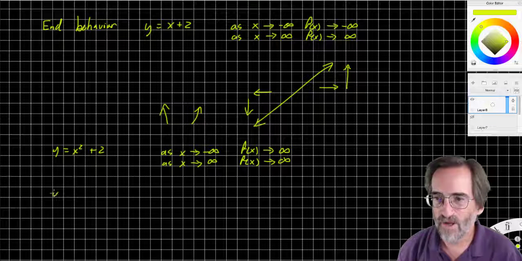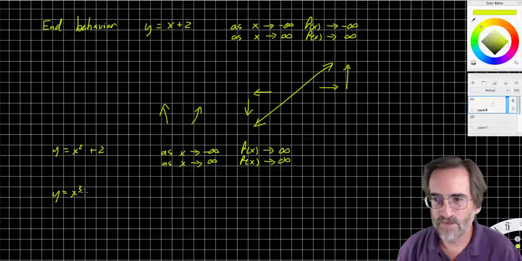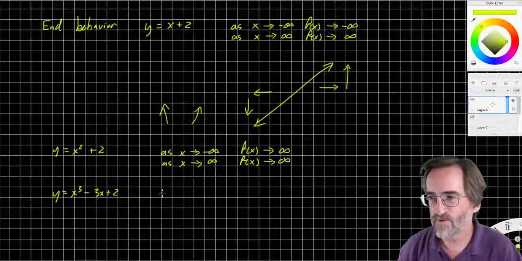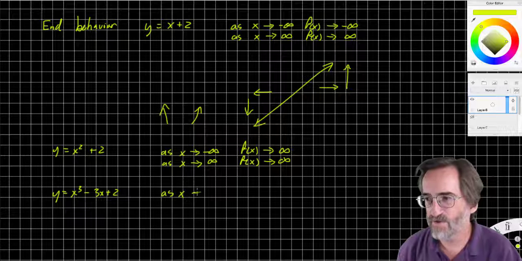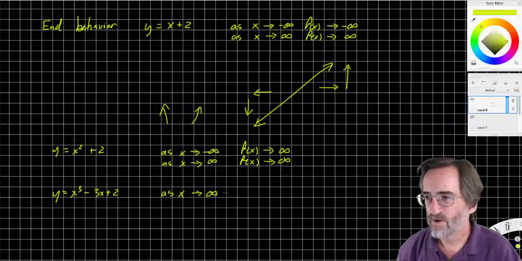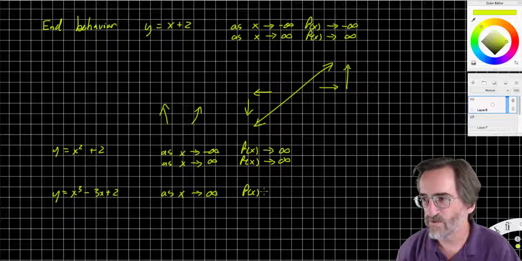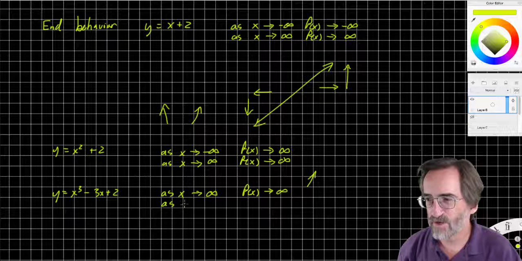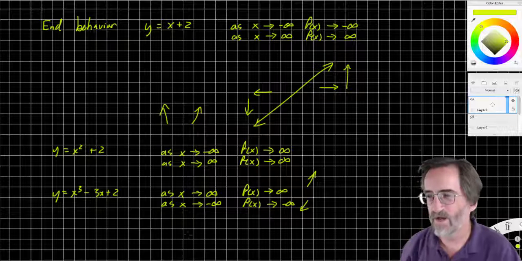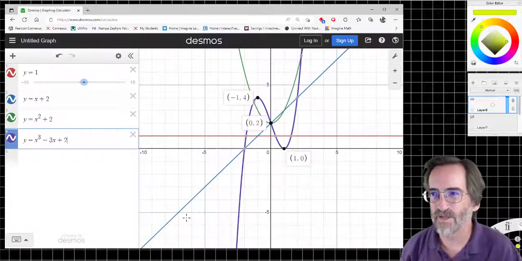So we've got y equals x cubed minus 3x plus 2. As x goes off to the right to positive infinity, f of x goes off to infinity. It goes up to the right. As x goes off to the left, and I should have done this in the other order, f of x goes down to negative infinity. So it behaves like that. Okay? So that's its end behavior.